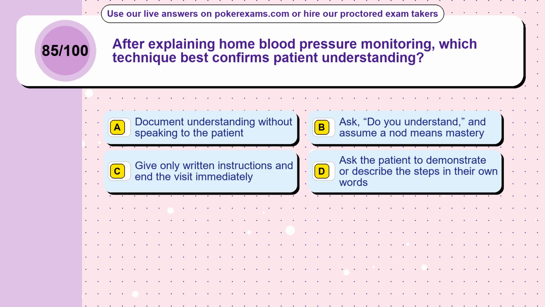Question 85. After explaining home blood pressure monitoring, which technique best confirms patient understanding? Option A. Document understanding without speaking to the patient. Option B. Ask, "Do you understand?" and assume a nod means mastery. Option C. Give only written instructions and end the visit immediately. Option D. Ask the patient to demonstrate or describe the steps in their own words.